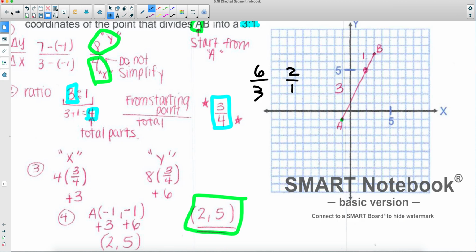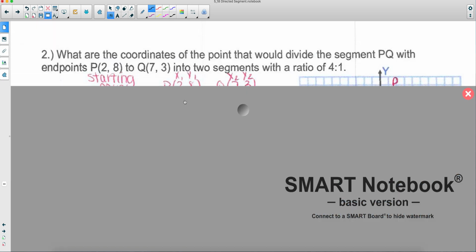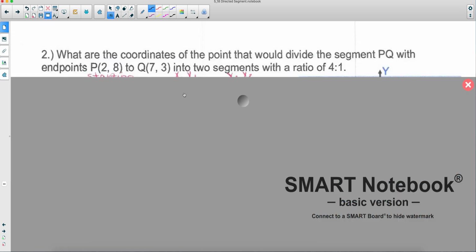Let's see how we do. Kind of summarize as we go. Okay, so another question, we're dealing with PQ, and the endpoints are P (2, 8) and Q (7, 3). And we want the ratio of 4 to 1. All right, so ratio of 4 to 1. We know we're going to have to start at P eventually.